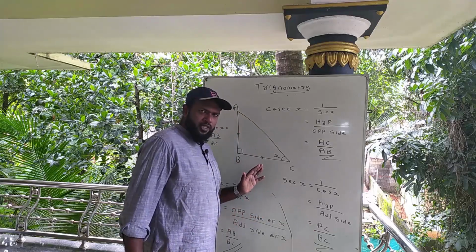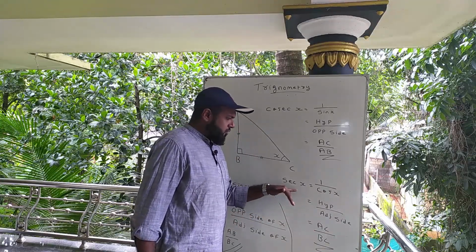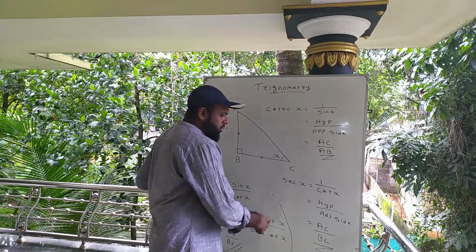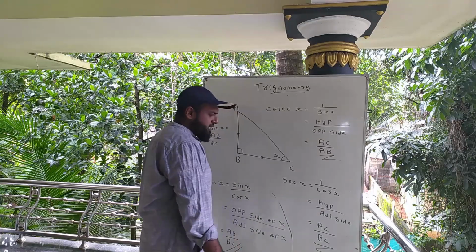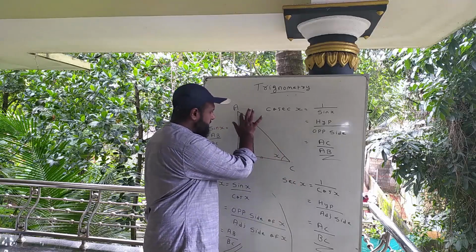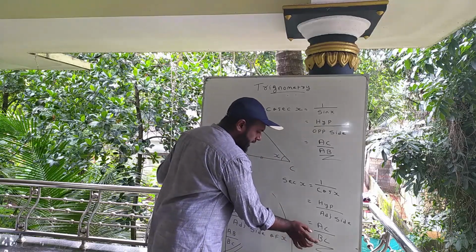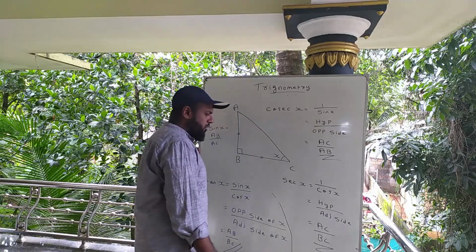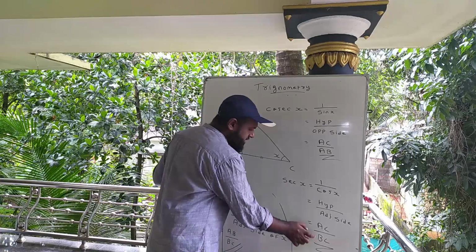I will explain once more what is sec X. Sec X equal to 1 by cos X equal to hypotenuse divided by adjacent side. Here hypotenuse is AC divided by adjacent side BC. So, sec X equal to AC by BC.